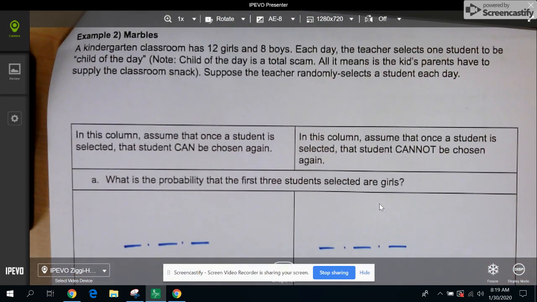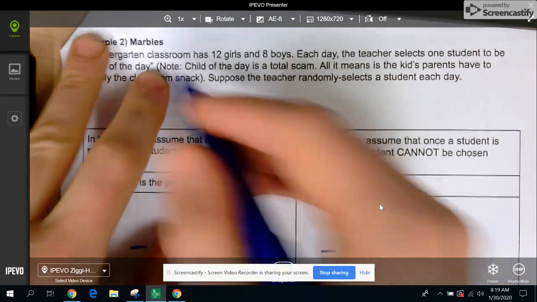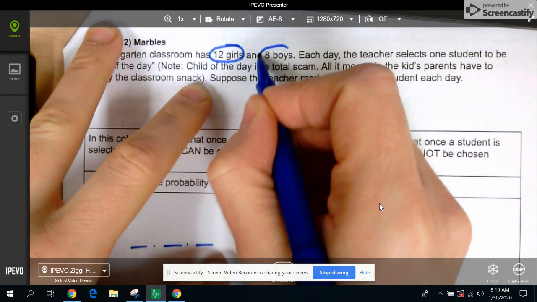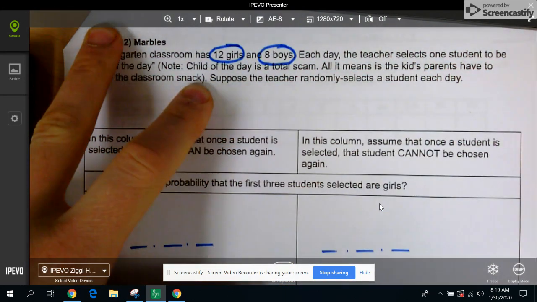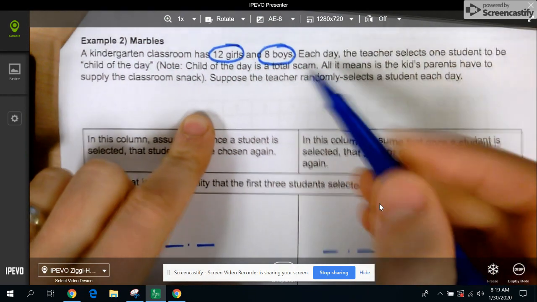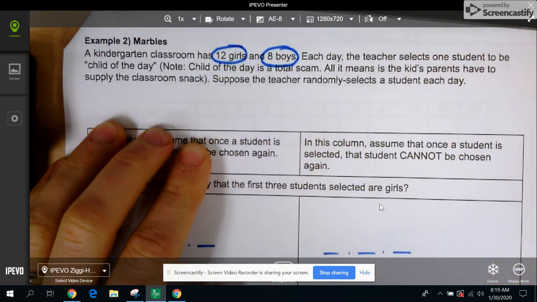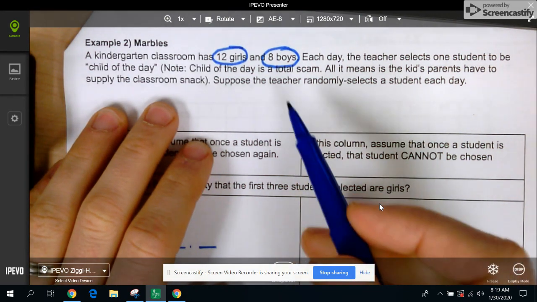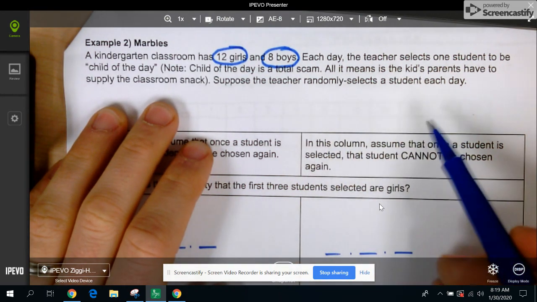Here's the last of 3 videos. Let's look at the situation. A kindergarten classroom has 12 girls and 8 boys. This was actually the case in Odette's class when she was in kindergarten. Each day the teacher selects one student to be child of the day. Suppose that the teacher randomly selects a student each day.